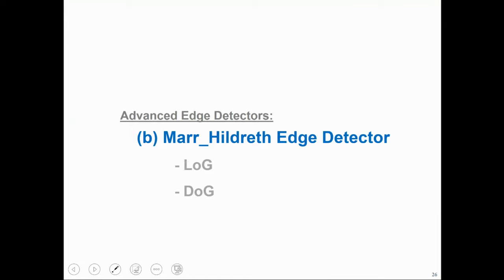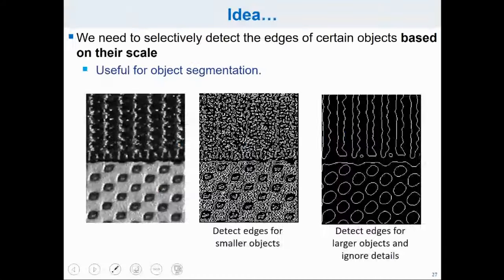Now we want to talk about a bit more advanced edge detection techniques. The first one we're going to talk about is called the Marr-Hildreth edge detection. The Marr-Hildreth edge detection is basically an edge detector that uses the Laplacian of Gaussian. And in real application, it uses the difference of Gaussian as an approximation for the Laplacian of Gaussian. So that's my Laplacian of Gaussian, and then this Laplacian of Gaussian is approximated using the difference of Gaussian.